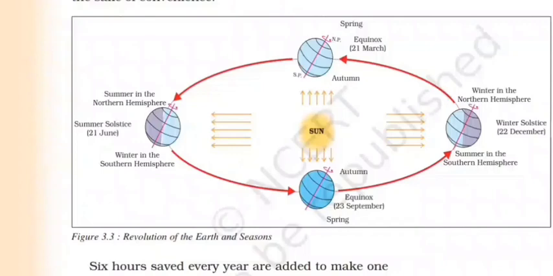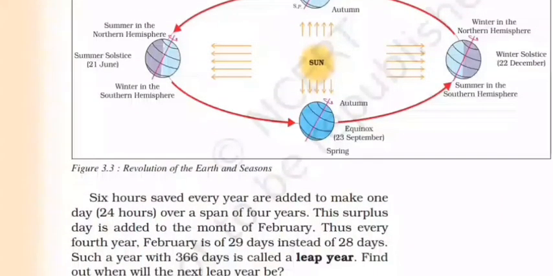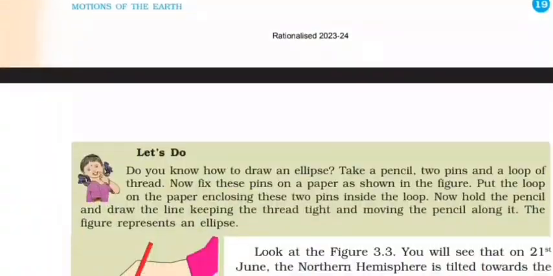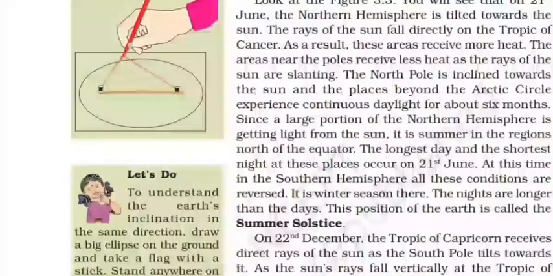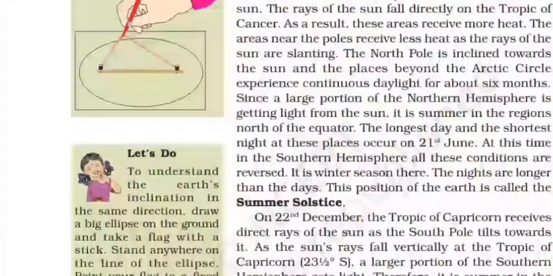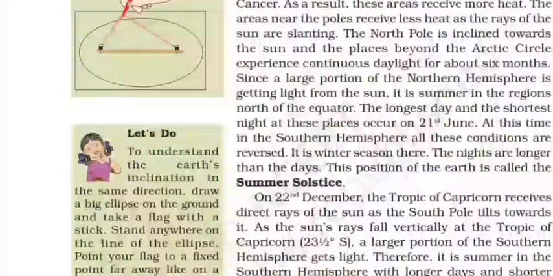You might see over here that the sun's rays falling on the earth are different in different seasons. Here they are saying that on 21st June the northern hemisphere is tilted towards the sun. Obviously the rays of the sun fall directly on the Tropic of Cancer. If you don't know what the Tropic of Cancer is, you could watch my first video, the first chapter's video from the playlist. As a result, these areas receive more heat.